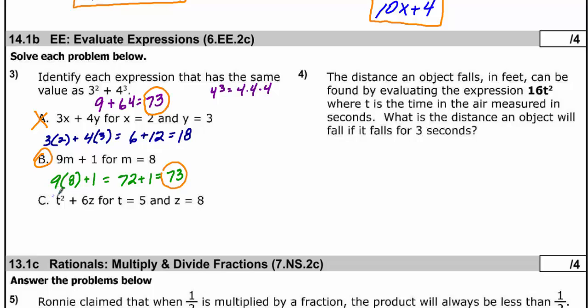And finally, t squared, where t is 5. So 5 squared plus 6z, where z is 8. 5 squared is 25. 6 times 8 is 48. 25 and 48 is 73. That one does work. So C works. So B and C were the correct matching expressions.